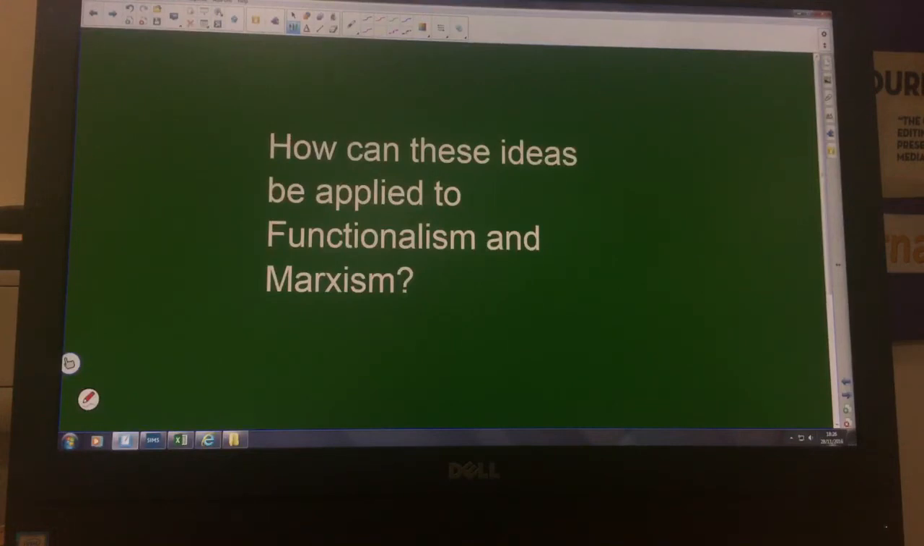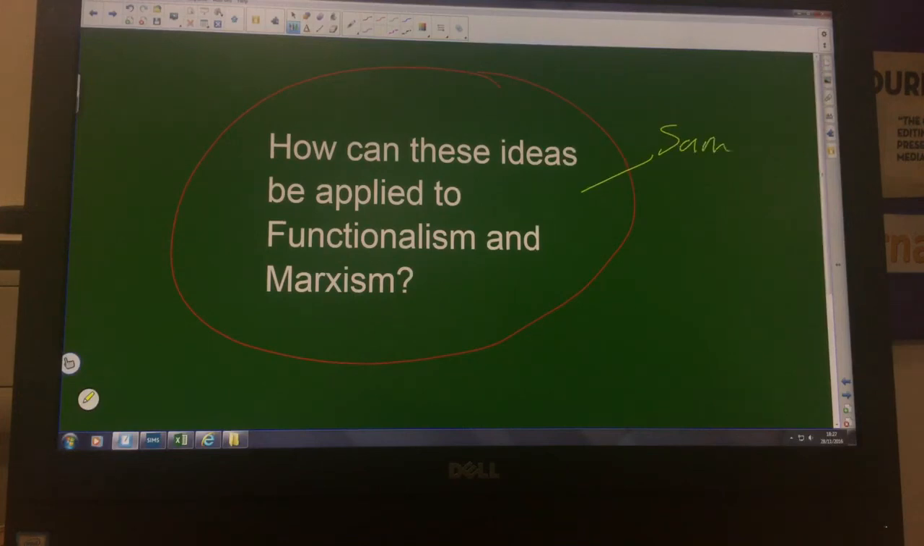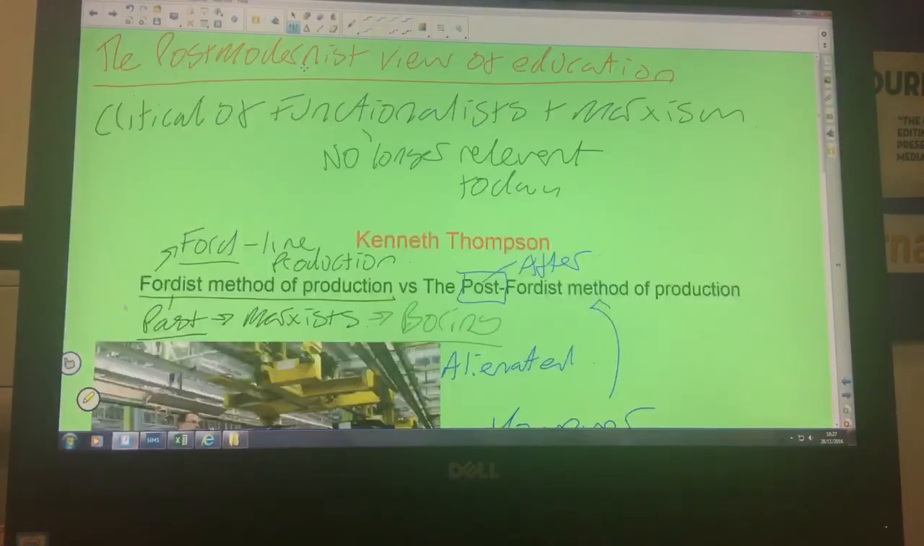To finish this off, this slide says, how can these ideas be applied to functionalism and Marxism? The problem with both of these theories is they claim that all students have the same experiences. Is that true? Well, no, it's not. And postmodernists are arguing that every individual now has their own customised experience, which explains their theory of education. So that is the theory of education from a postmodernist perspective.